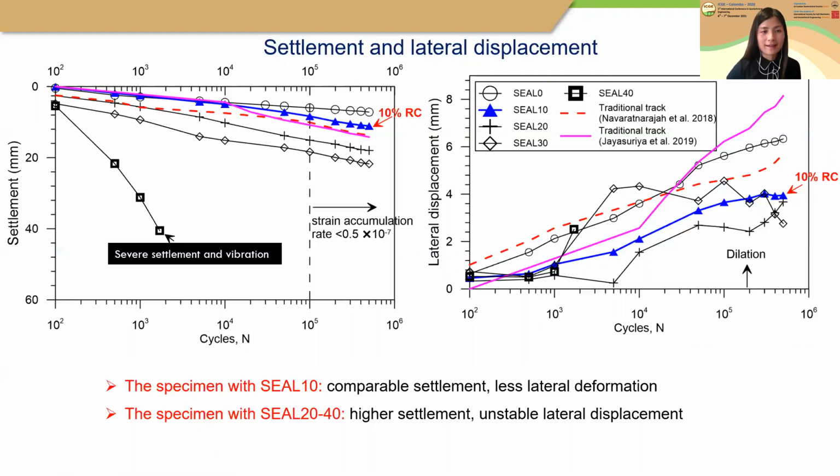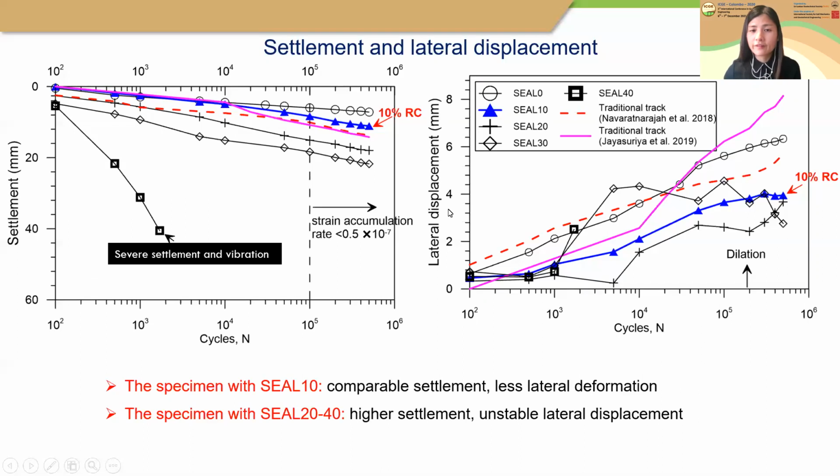And here is the settlement and the lateral displacement. As you can see, when we increase the rubber, the settlement increases. When the rubber content is 40% in the seal layer, the track has a severe settlement and vibration, and the test needed to stop around 2,000 cycles. But for the seal layer with 10% rubber, as you can see, the settlement of the whole track is comparable to the traditional track specimen.